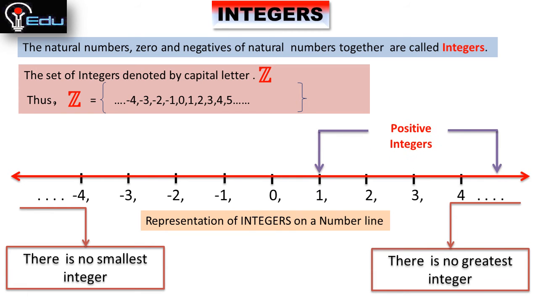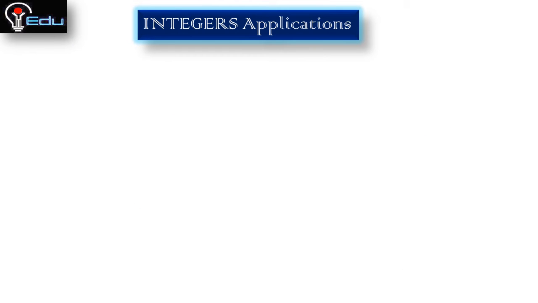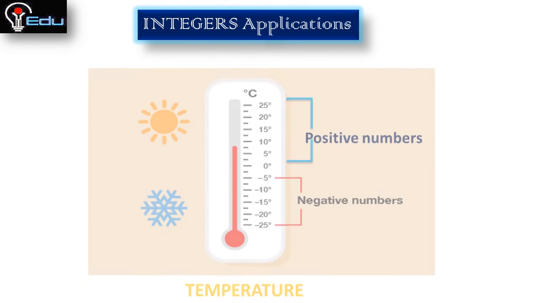This is the representation of integers on a number line. These are the positive integers from 1 towards infinity, and these are the negative integers from -1 to -infinity, and 0 is neither a positive integer nor a negative integer. Okay, right. And next is integer applications.